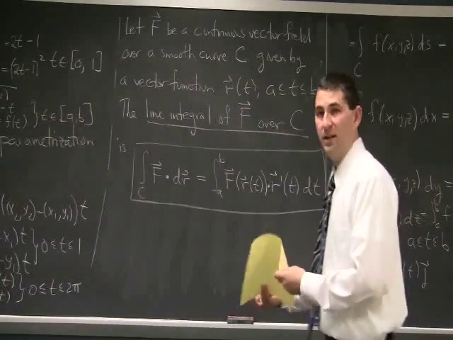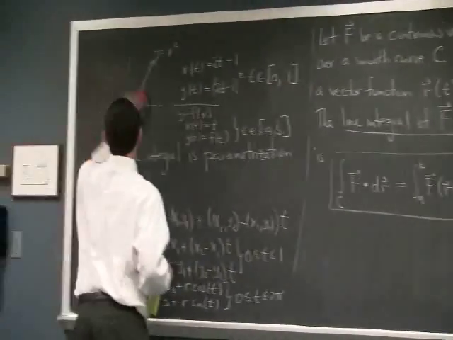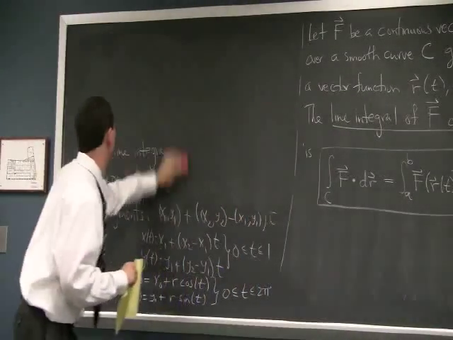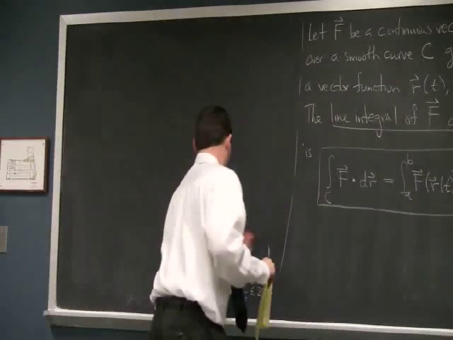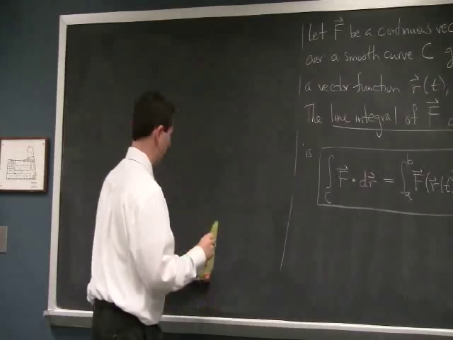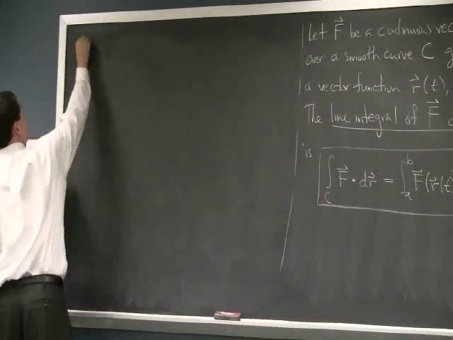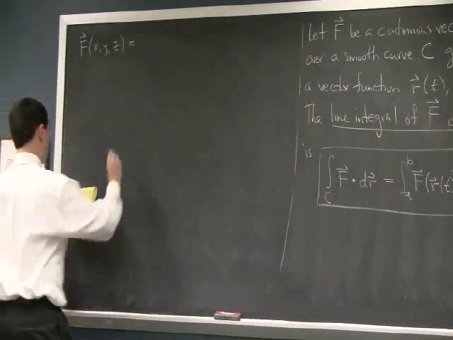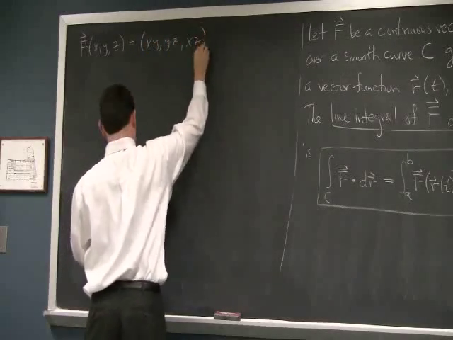Okay, so let's do an example. So what's my example going to be? First I have to give you the vector field. This will be a three-dimensional one, and it'll just be xy, yz, xz.